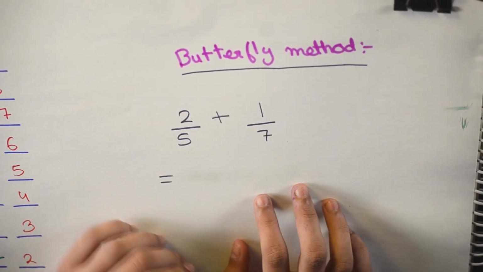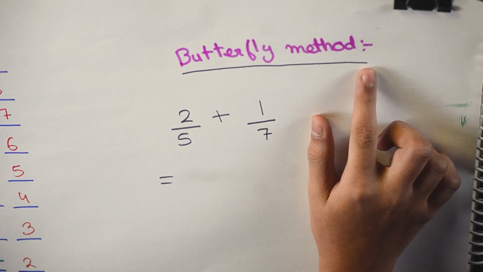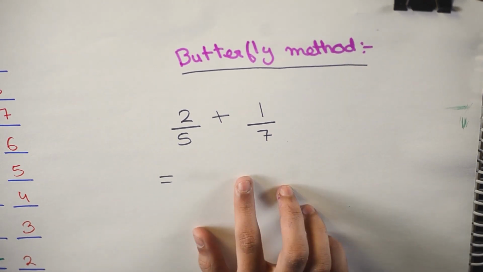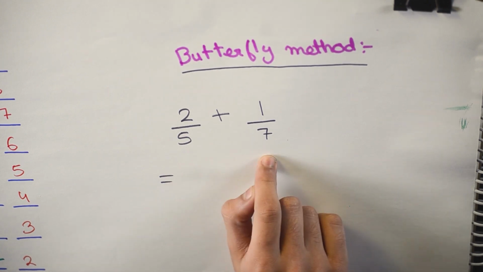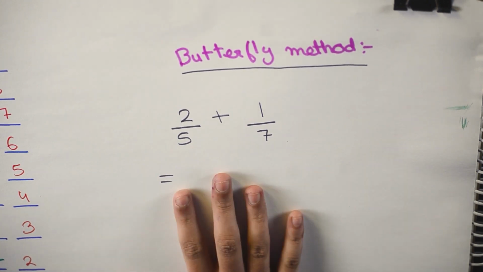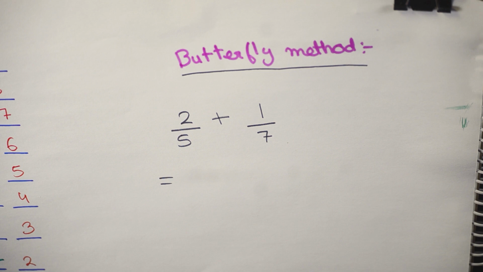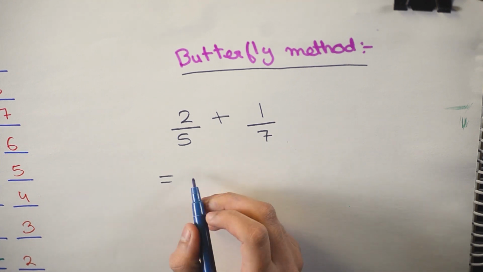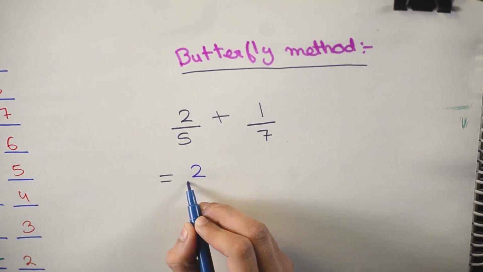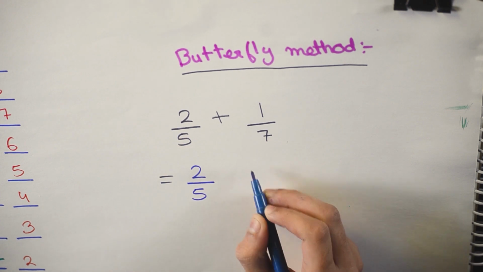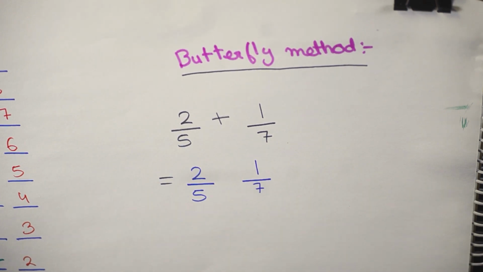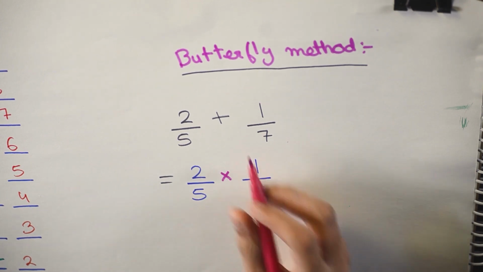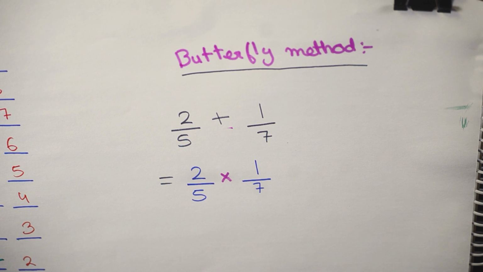So this operation is called butterfly method. So in this operation, we will learn how to deal with the addition of the rational numbers. So this is also pretty simple. What you have to do is that you have to copy the question, then once again copy that one, the same question only. But now we are going to give here multiplication sign, not addition sign.